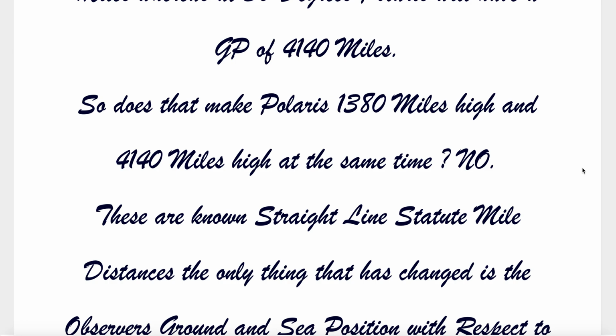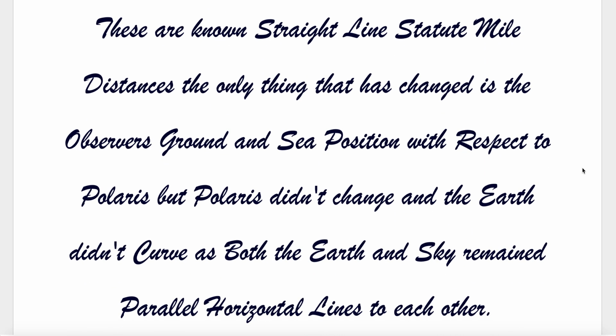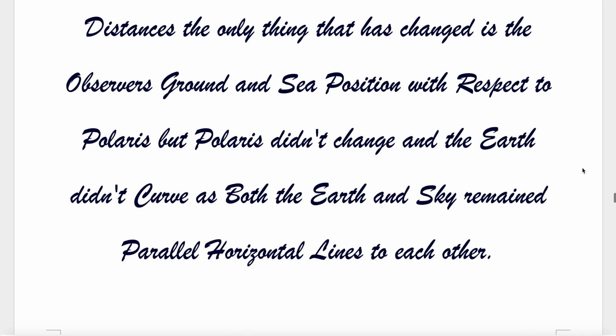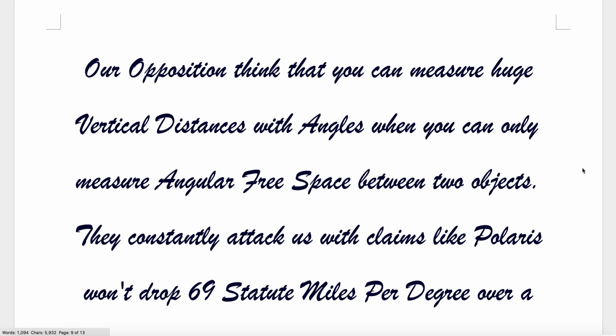No. These are known straight line statute mile distances. The only thing that has changed is the observer's ground and sea position with respect to Polaris. But Polaris didn't change and the Earth didn't curve, as both the Earth and sky remain parallel horizontal lines to each other. Our opposition think that you can measure huge vertical distances with angles when you can only measure the angular free space between two objects.